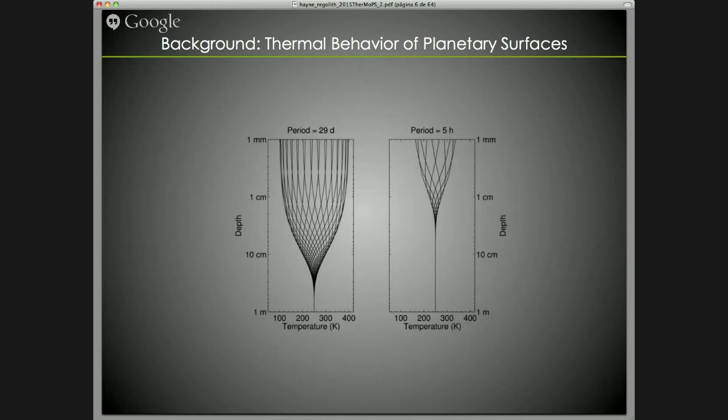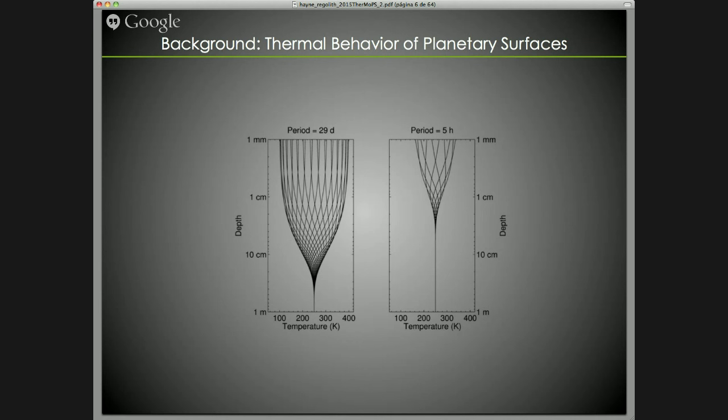This is a little bit of review. I think everyone knows this, but I just want to provide a little background. The depth of penetration of a thermal wave depends on the frequency of the wave. So if you have, and this is just an idealized sinusoidal temperature forcing at the surface, and that propagates downward with a depth that's dependent on both the thermophysical properties of the material, but also the frequency of that wave.